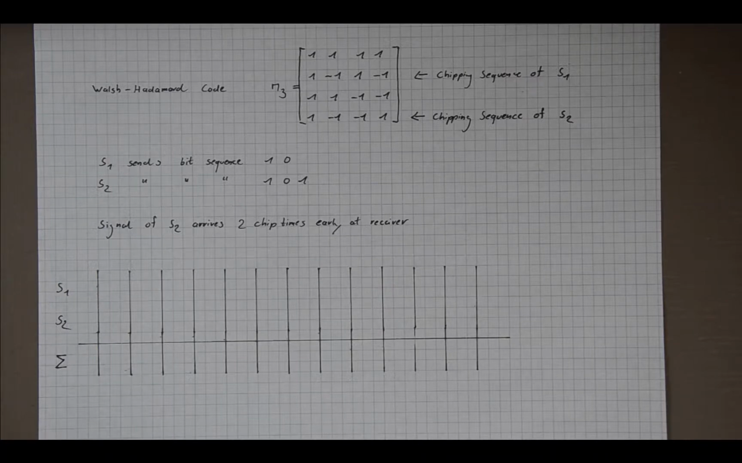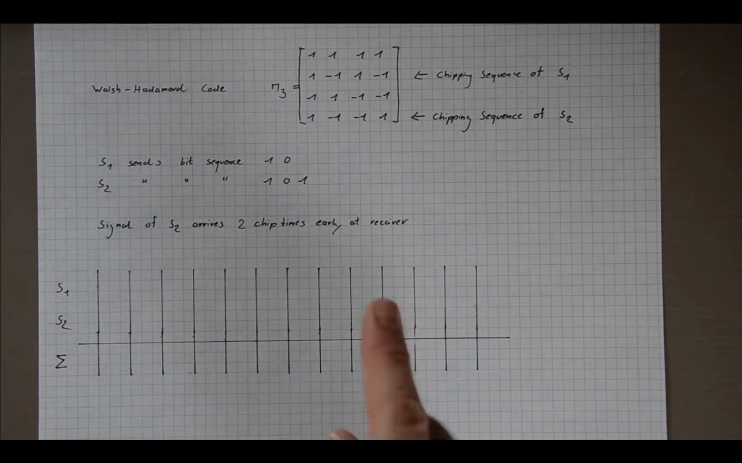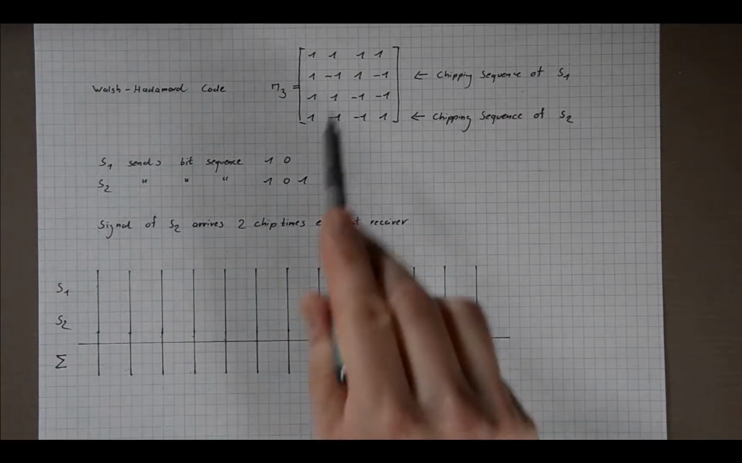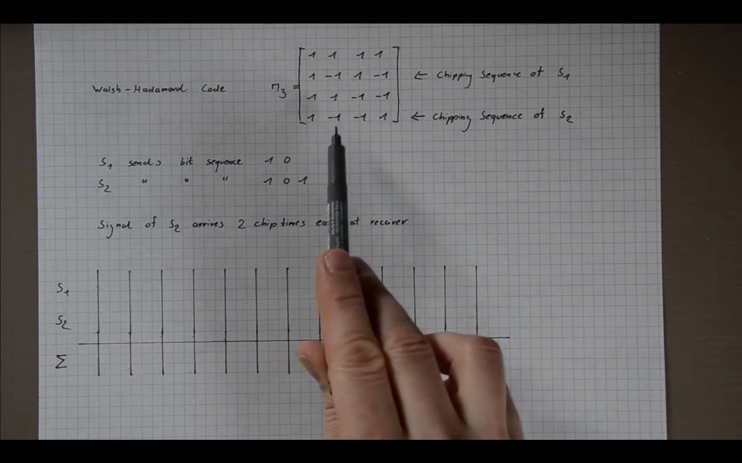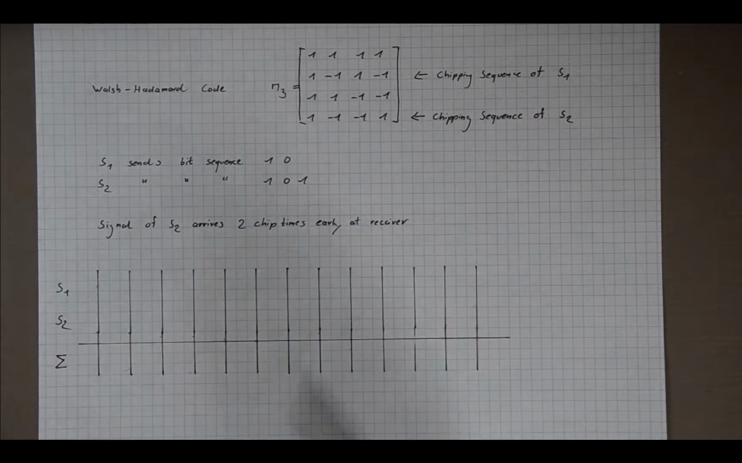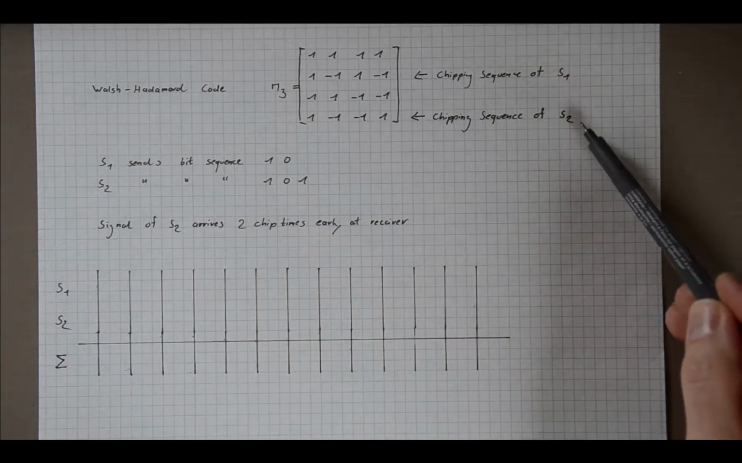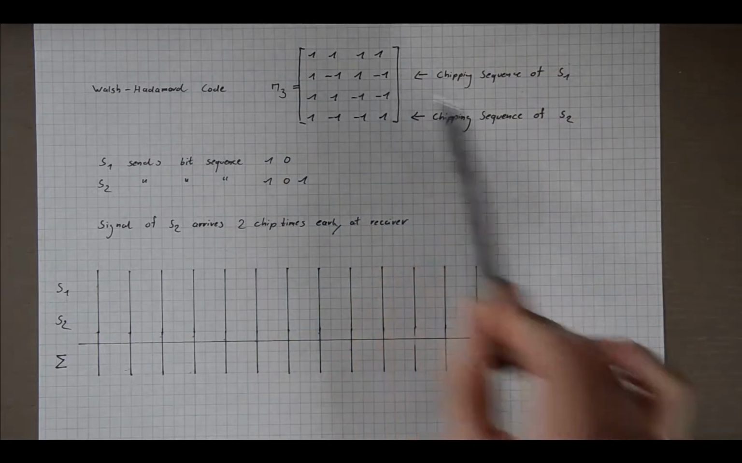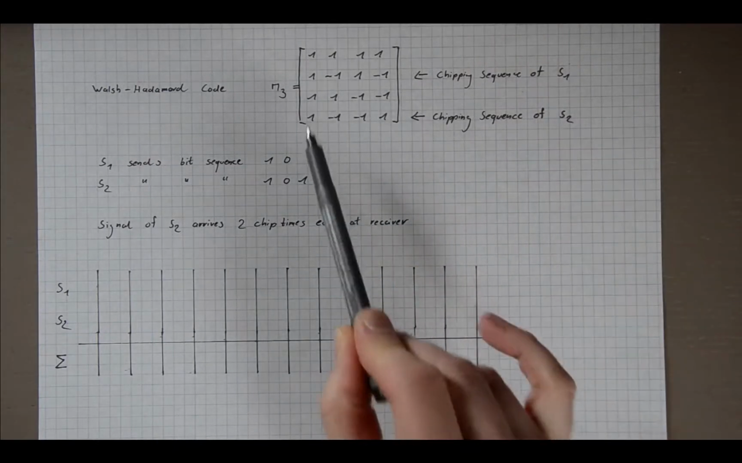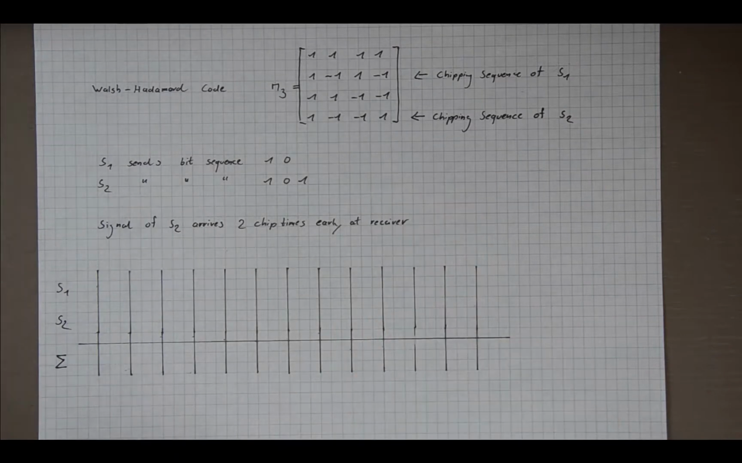So here we have a Walsh-Hadamard code with a chipping sequence of 4 chips: 1, 1, 1, 1; 1, -1, 1, -1; 1, 1, -1, -1; and 1, -1, -1, 1. We're not using all these chipping sequences for our example. We're only using 2 senders, S1 and S2. S1 has the chipping sequence 1, -1, 1, -1. And S2 has the chipping sequence 1, -1, -1, 1.